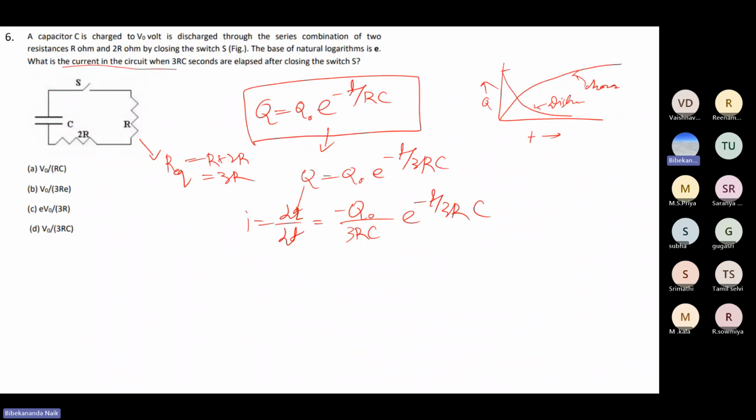Whether the capacitor is discharging or charging, the magnitude of the current will be the same. But in the case of discharging, since the capacitor is driving the whole circuit, the current will be opposite to the previous case. So here we had ignored the negative sign. Now we need to find the current when 3 seconds have elapsed after closing the switch S.